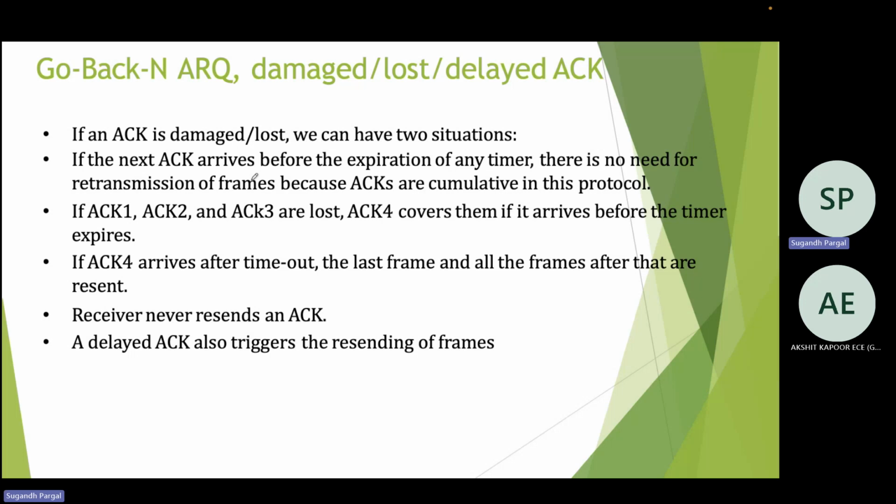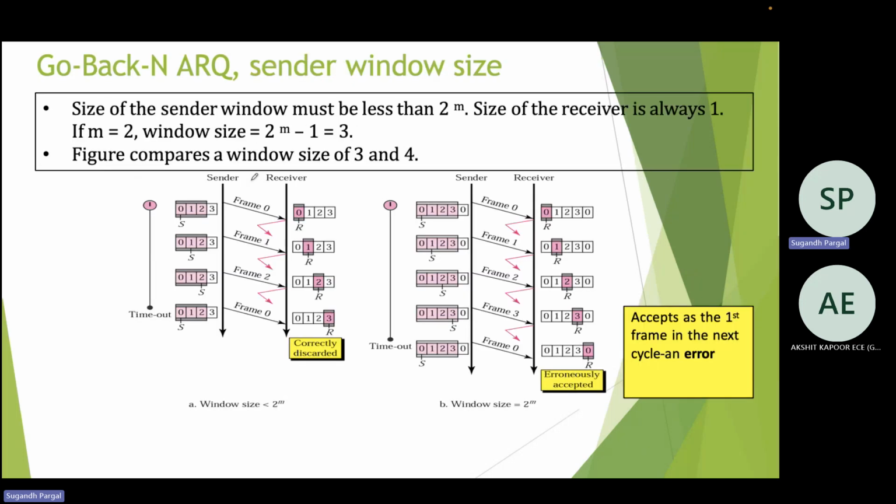The sender resends frames, but the receiver never resends an acknowledgement. A delayed acknowledgement also triggers resending of frames. So as we have seen, the size of the sender window must be less than 2 to the power m, and the size of the receiver window is always 1. So if m equals 2, the window size will be 2 to the power 2 minus 1, that is 3 at most.